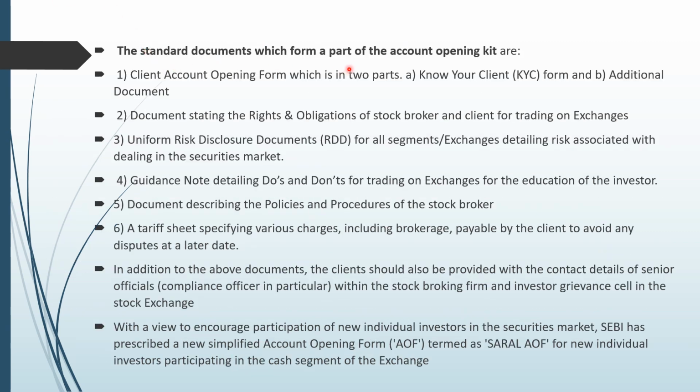Generally, a few standard documents which are a part of the account opening process are KYC forms and additional documents, documents stating right and obligation of the stockbroker and client for trading on exchanges, uniform risk disclosure documents for all segments and exchanges detailing risk associated with the securities market, guidance note which details do's and don'ts of the trading on exchange for the education of the investor, document describing the policies and procedures of the stockbroker, a tariff sheet which specifies the various charges, including brokerage payable by the client to avoid any dispute.